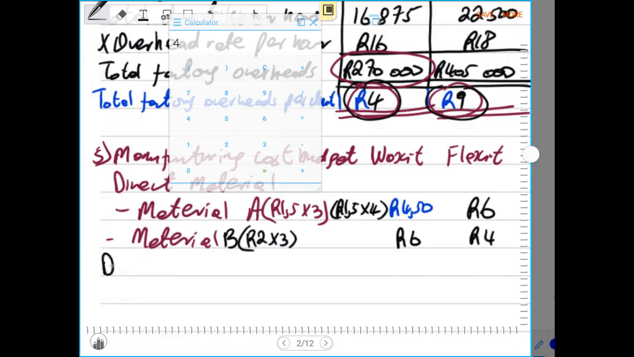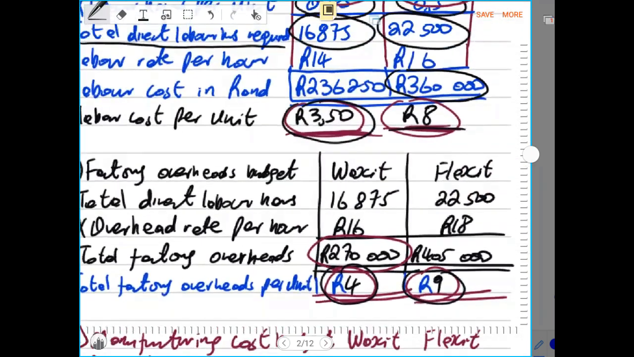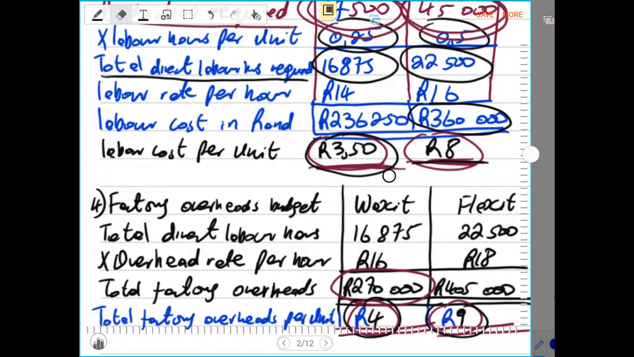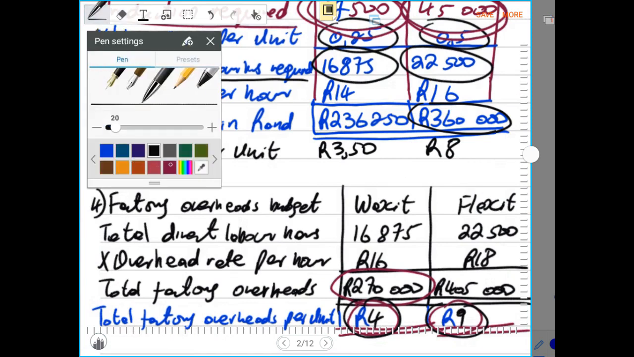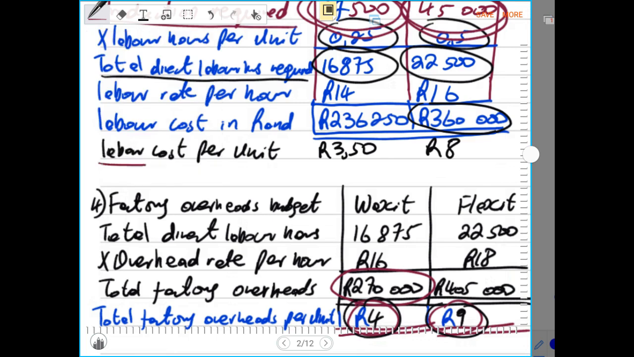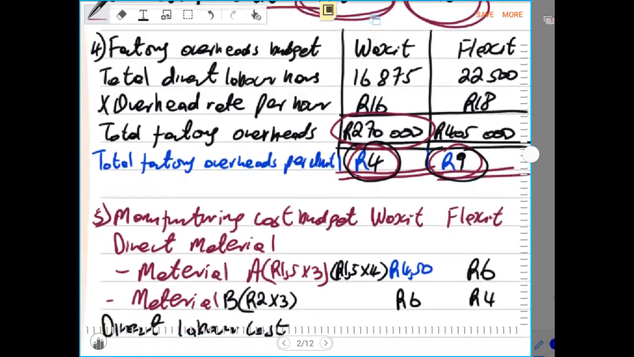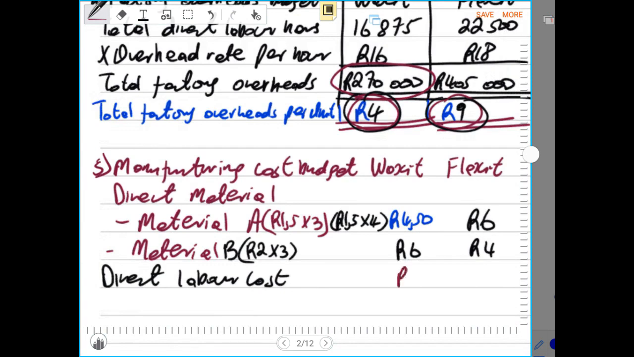Then immediately we go to the next part, where we do the calculation of the direct labor, or just add our direct labor cost. And we know that our direct labor cost was already calculated above. The direct labor cost per unit was 3.50 rand, and I have shown you how to calculate that. The direct labor cost per unit was 8 rand for product flexit. So now we just say 3.50 rand for product worksheet and 8 rand for product flexit.